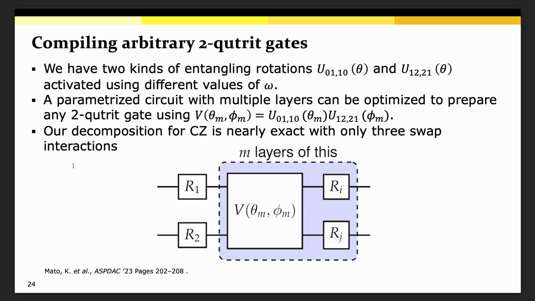The last point that I wanted to mention is that there's been some prior work on decomposing unitary operations on two qutrits. Here, our objective was to rely on these two types of entangling rotations, 0,1 to 1,0 and 1,2 to 2,1. There was some previous work that found how you can use multiple layers of these swap gates to implement arbitrary gates. And our result essentially shows that the CZ gate can be implemented with only 3 of these steps. So that is the best we could find for this particular universal gate.